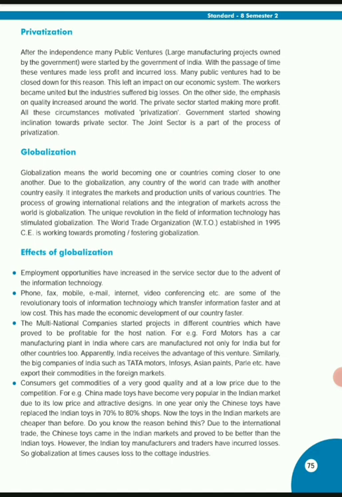In 1995, the countries of the world established an organization called the World Trade Organization, in short WTO. One of the key objectives of WTO was to promote globalization. India also became a member of WTO to gain maximum benefit of globalization. Now let's see the effects of globalization.